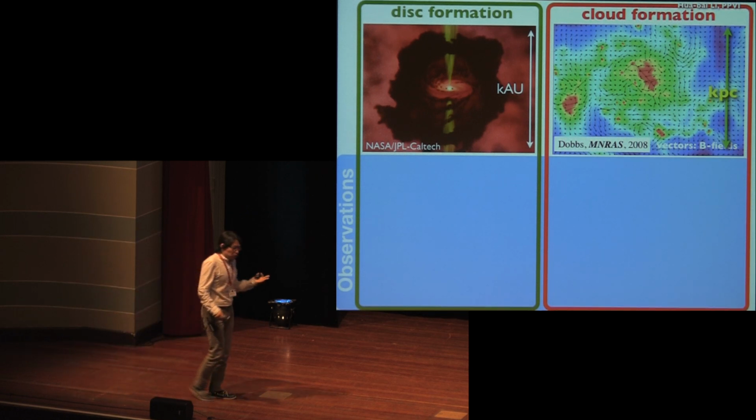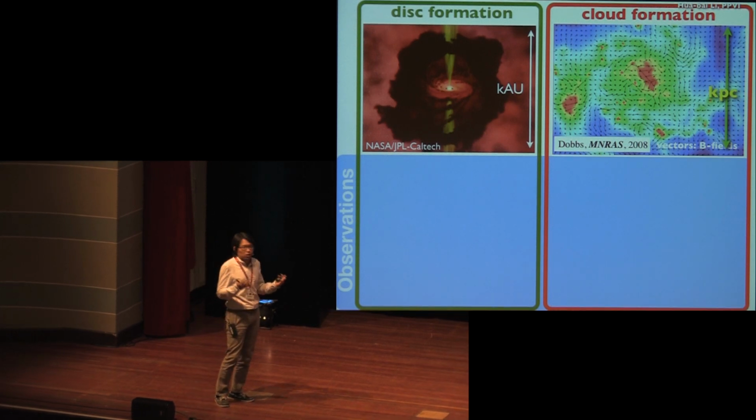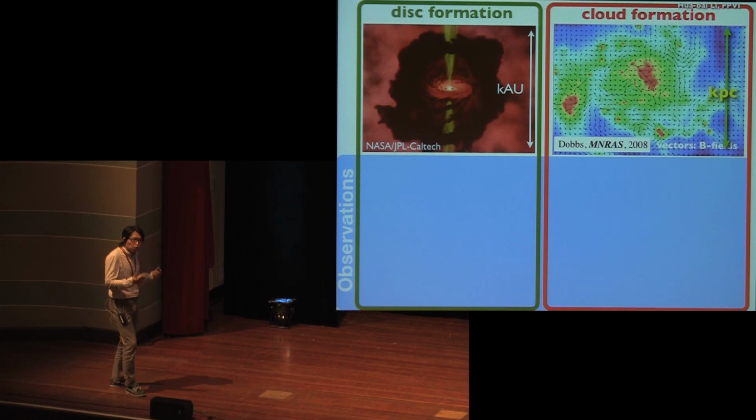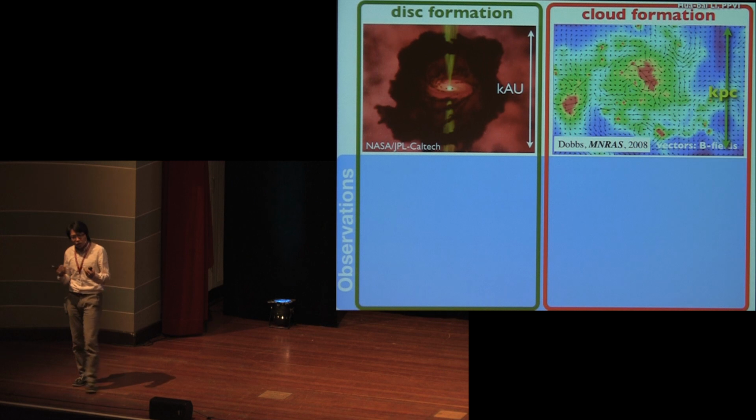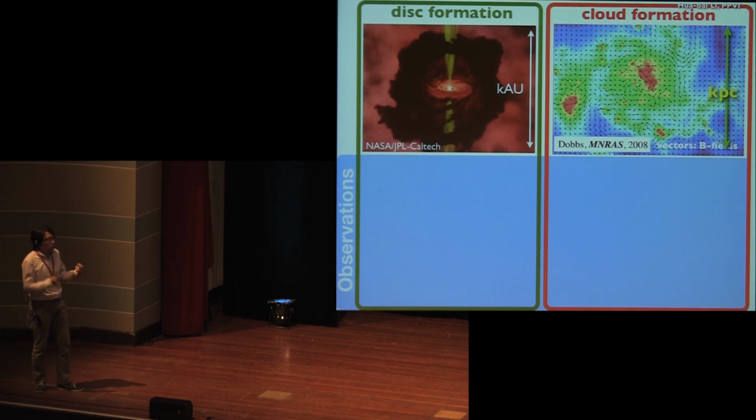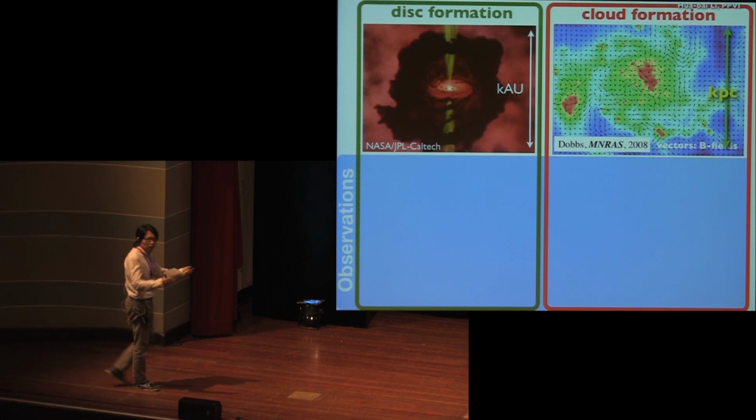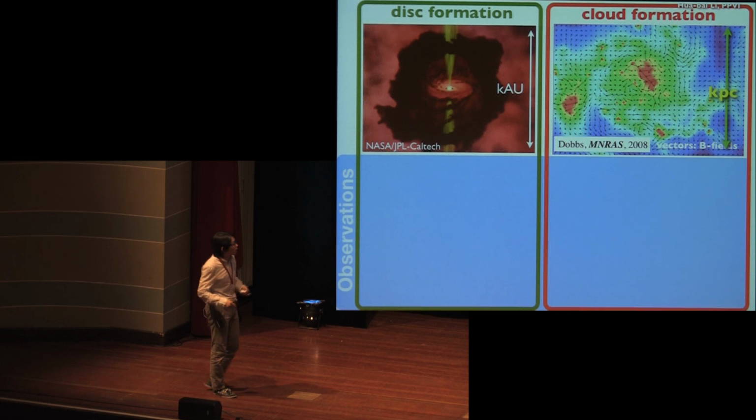Talking about disk formation, I cannot help but think of something similar to cloud formation, because in both cases, if you want your gas to rotate and form a disk, you have to overcome the magnetic tension force. Just like when you form a cloud, you have to do the same thing. You have to overcome magnetic braking.